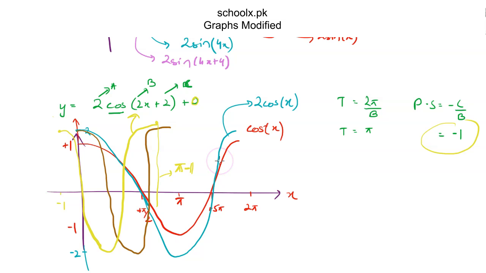Then in your exam, they'll only ask you to draw the modified graph of cos and sine, but not of tan. So you don't have to worry about that. But still, in the next lecture, we will do an example of the tangent modified graph.